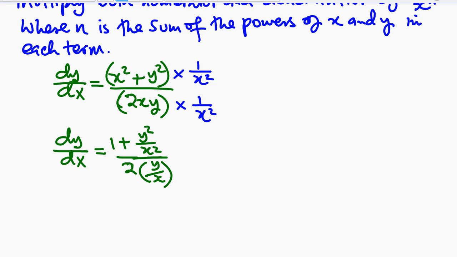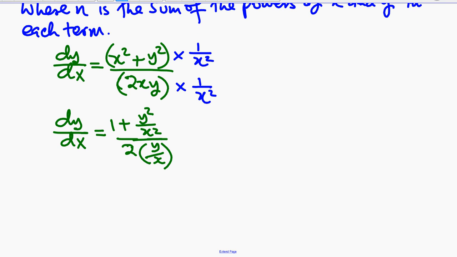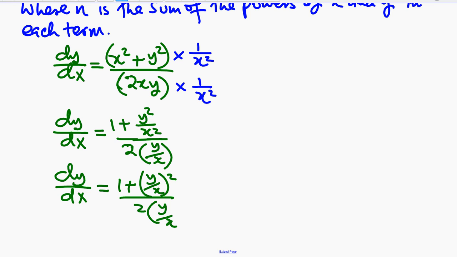Now, already I have it in this form. Now I can write this as dy over dx equals 1 plus (y over x) squared over 2 into y over x. That's much better. Now, what I'll be focusing on is this part here, so that I can use the substitutions.